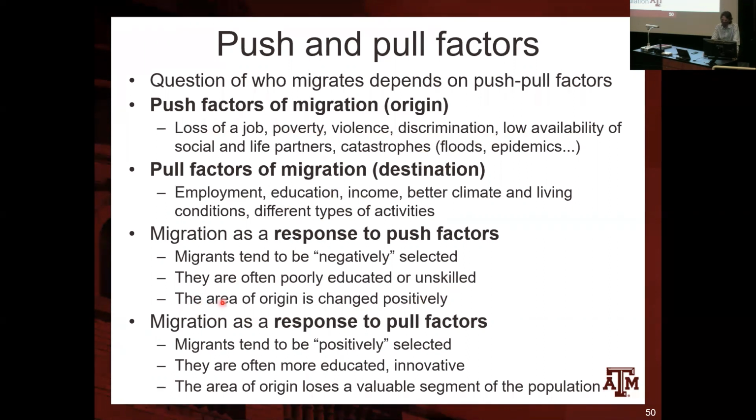But in this case, exactly because they are negatively selected, the area of origin is changed positively, because you usually have people with lower levels of education getting out, and the people that stay back home are exactly the ones that can deal with all these issues because they have better socioeconomic conditions, better education, and so on. And this term, selection, self-selection, is really important in migration.